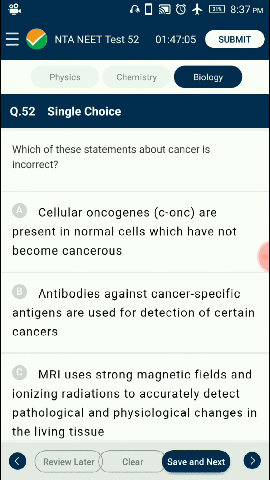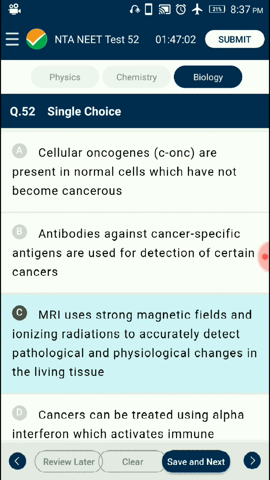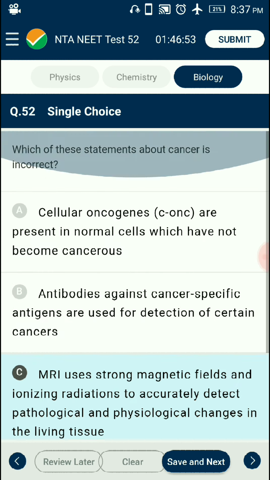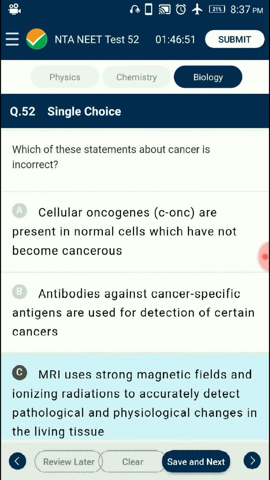So the answer for this question is option C. MRI uses a strong magnetic field and non-ionizing radiations, not ionizing radiations, to accurately detect pathological and physiological changes in the living tissues. So that is the incorrect statement.